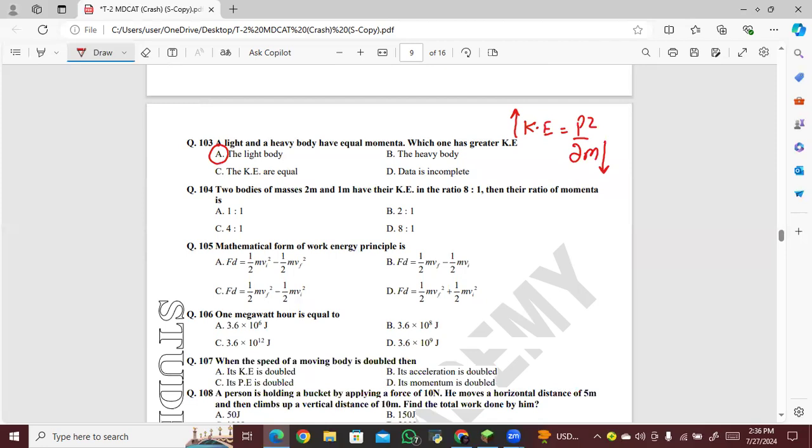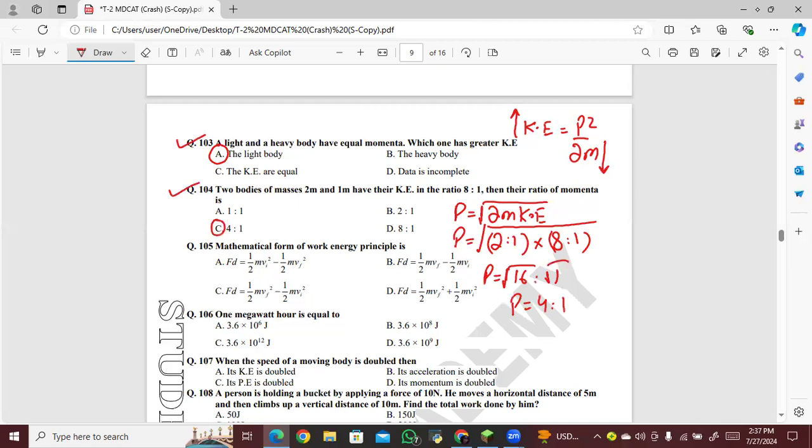Two bodies of masses 2m and 1m have their kinetic energy in the ratio 8:1. Then ratio between their momentum will be. So the formula of momentum is square root of 2m kinetic energy. So the ratio of masses is 2:1, and the ratio of kinetic energy is 8:1. So we will multiply these and take square root. 8 2s are 16, 1 1s are 1. So answer is 4:1. C is the answer.